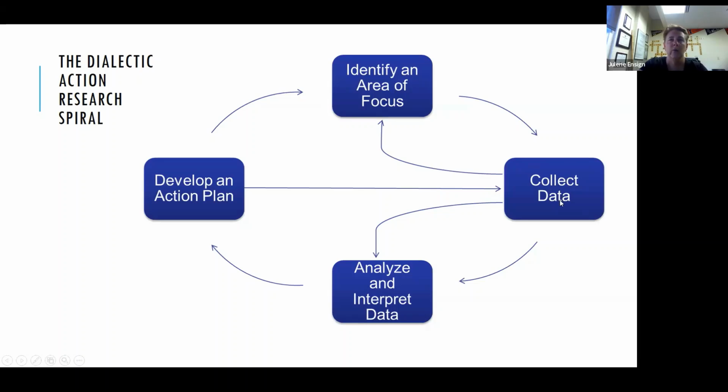As we're collecting data, we analyze and interpret that data. And then from analyzing and interpreting the data, we develop an action plan. Once we have our action plan in place, we're going to collect data to see if our action plan is actually working. From there, we're going to analyze and interpret the data. From there, we're going to then create a new action plan based on the revision or what we found to be true. And this might also lead to another area of focus that we need to identify and collect some more data. So you can see all of these parts are interconnected, and this is sort of a cycle that just keeps on going and perpetuating itself.